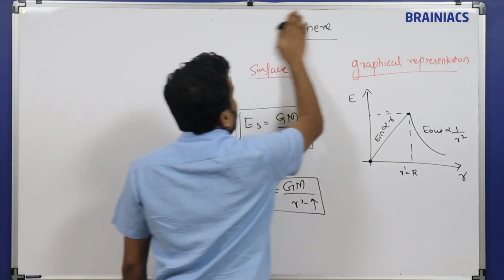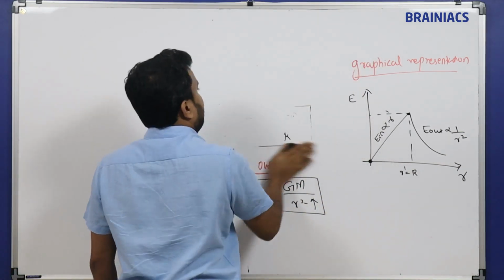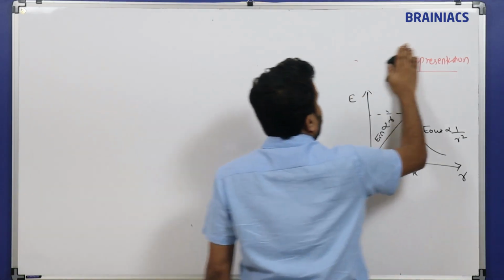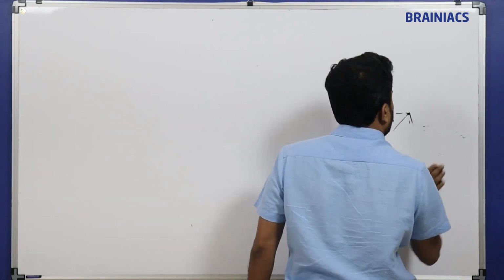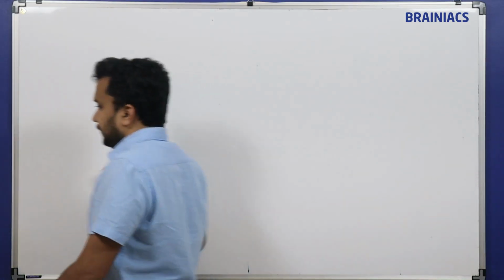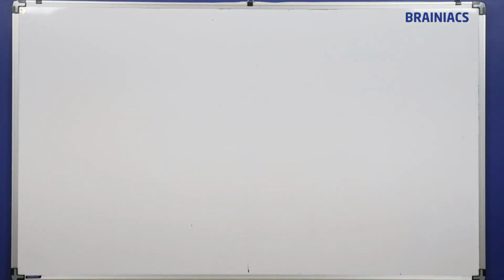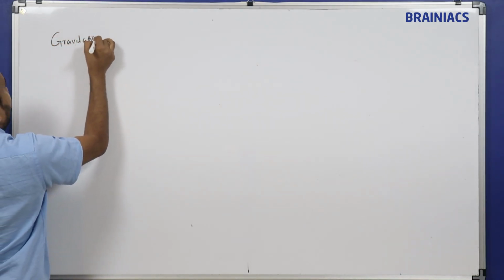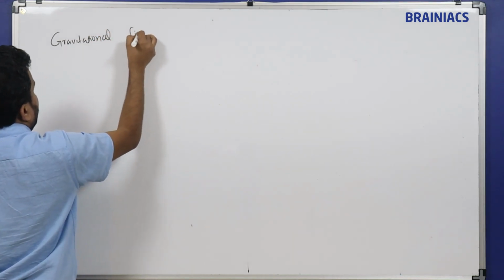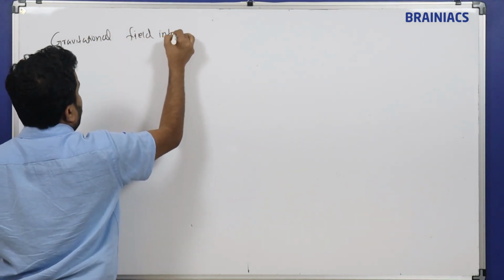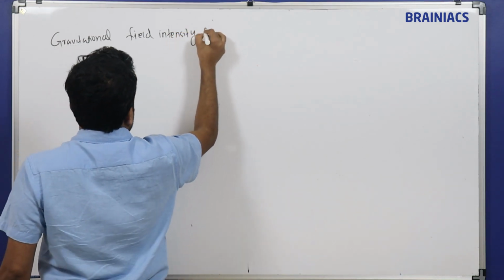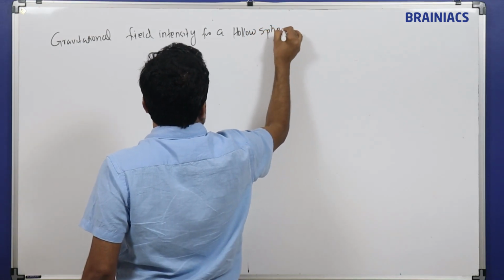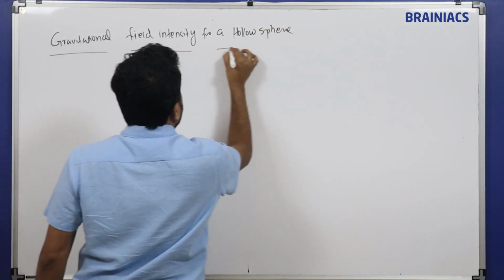So one more point I would like to take into account: gravitational field intensity of a hollow sphere. Gravitational field intensity for a hollow sphere. Hollow means what? Inside it is empty.